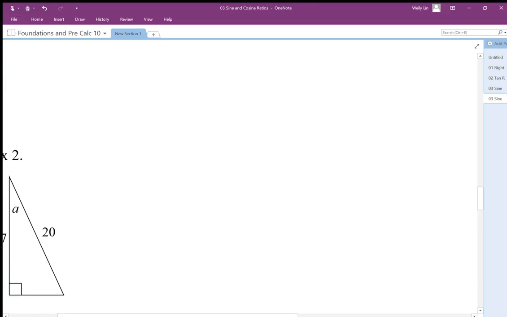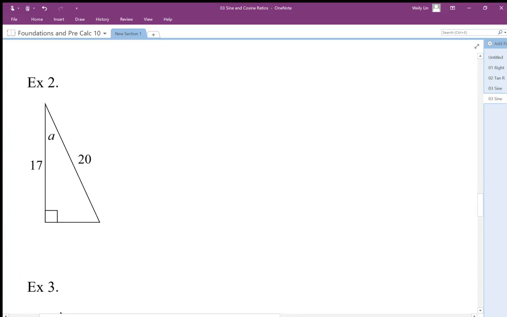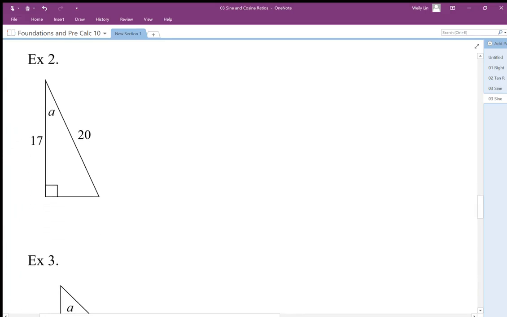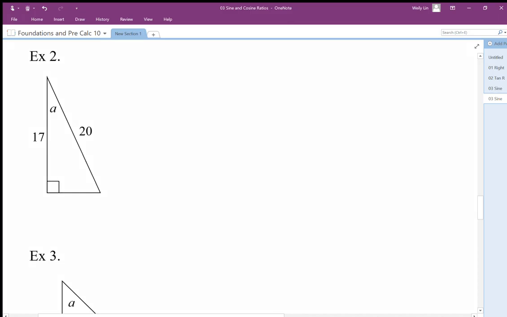So here, we're being asked to find these different angles. Again, we have the adjacent and hypotenuse. So I'm just going to write this out. I have cosine of angle A. So my input is angle A. My output would be the ratio adjacent to hypotenuse, which is 17 over 20.